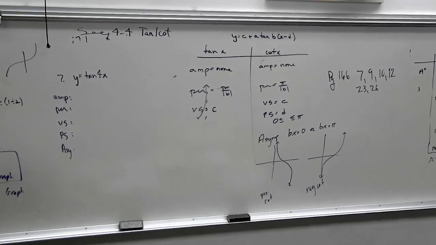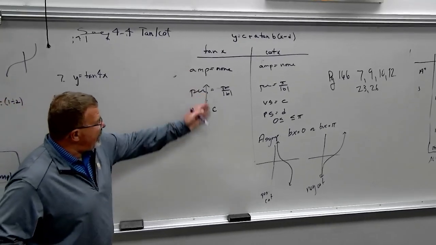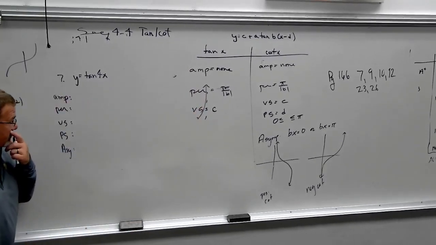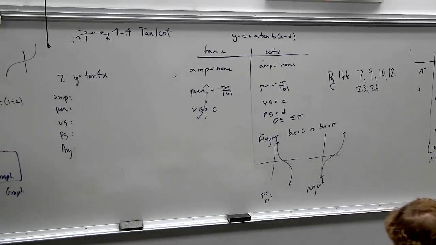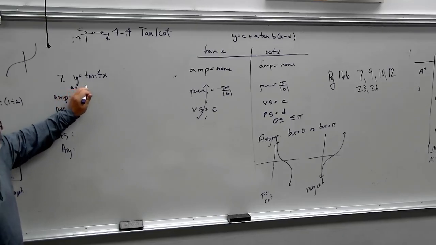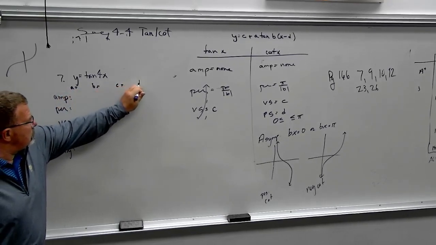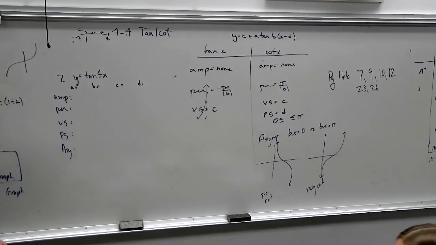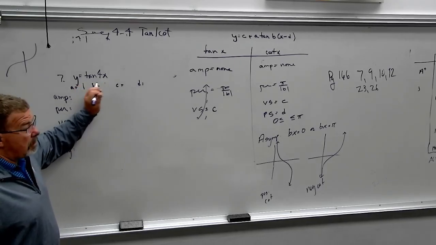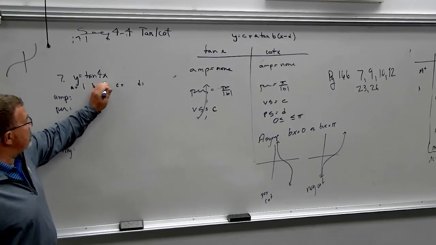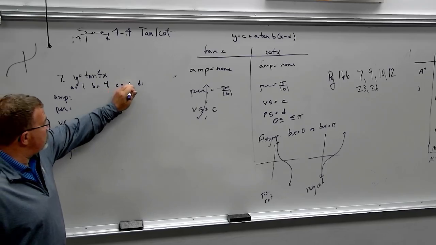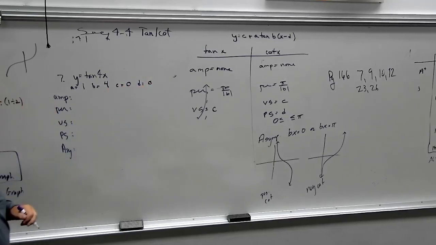So here's number 7. We're going to graph tangent. I know I erased some of it, but that's all right. We'll set it up as we're going. Where I get to pick on you a little bit. What's our A value here? 1. B? 4. C, 0. D, 0. Okay. So that's our first step.